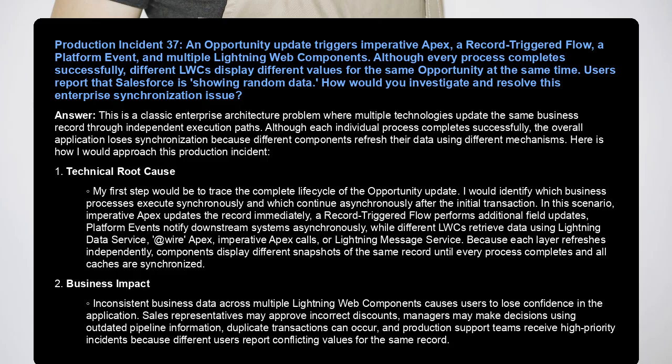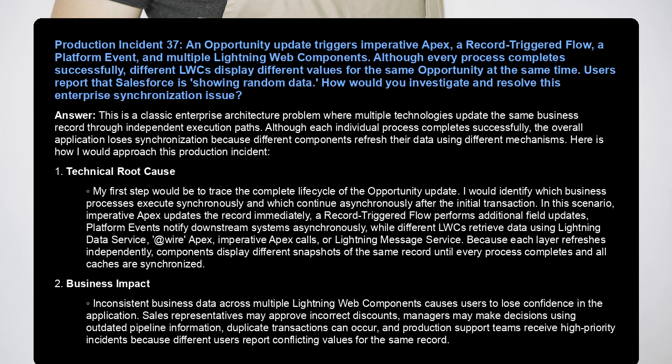Production Incident 37. An opportunity update triggers imperative Apex, a record-triggered flow, a platform event, and multiple Lightning Web components. Although every process completes successfully, different LWCs display different values for the same opportunity at the same time. Users report that Salesforce is showing random data. How would you investigate and resolve this enterprise synchronization issue?